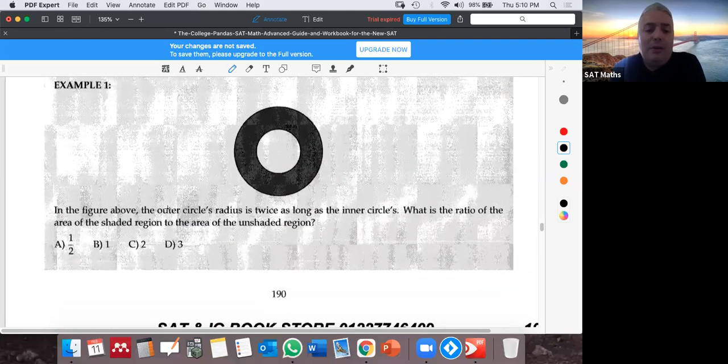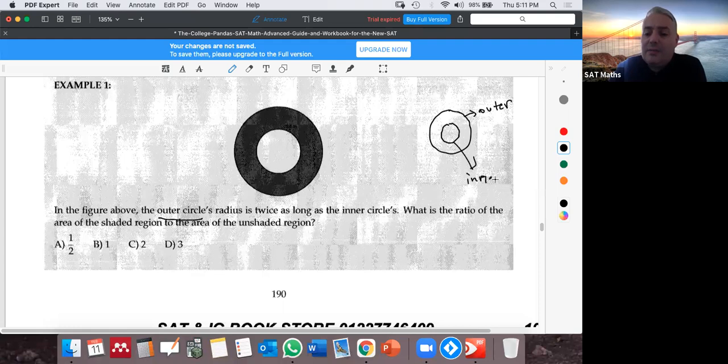In the figure above, the outer circle, what does outer mean? Whenever you have two circles, my dear students, this is called the outer circle, and this is called the inner circle. The inner circle is the one nearer to the center, the smallest one. The outer one is the biggest one.